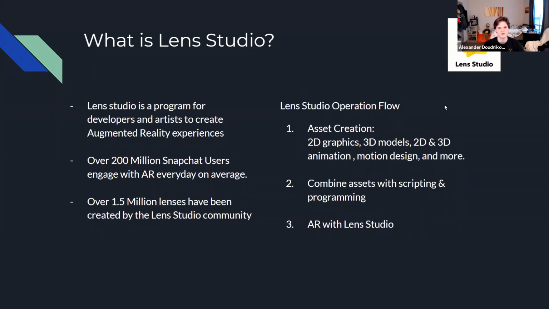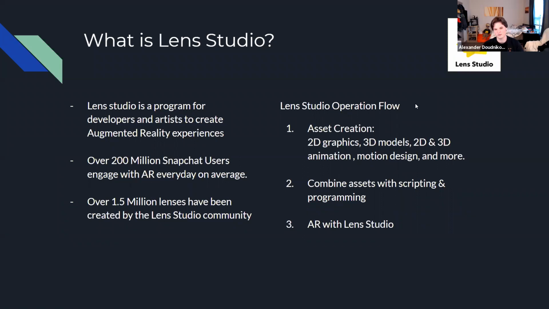So the basic operation flow to using Lens Studio is to create your assets. You can be almost any kind of artist. You can be doing 2D with like Photoshop, 3D with Blender or Maya. You can be doing 2D and 3D animation. It's like Premiere or the other video editing software I can't remember right now, motion design, and basically anything that is an art. Well, it's not limited to art, but a lot of it is art.